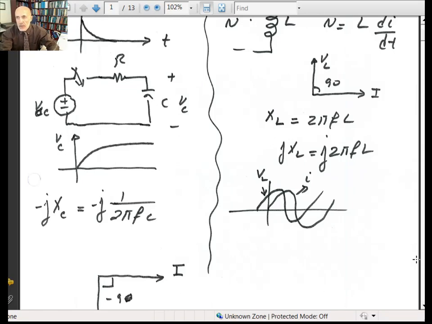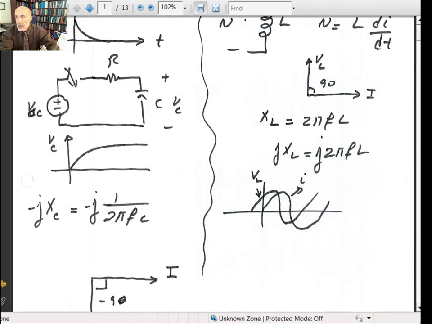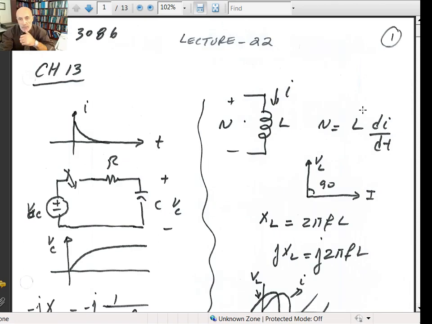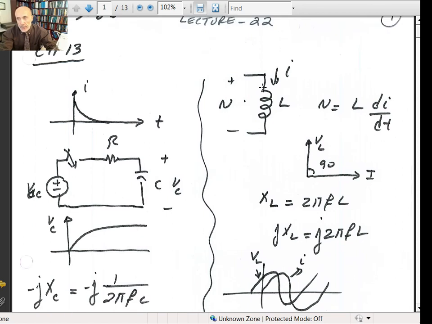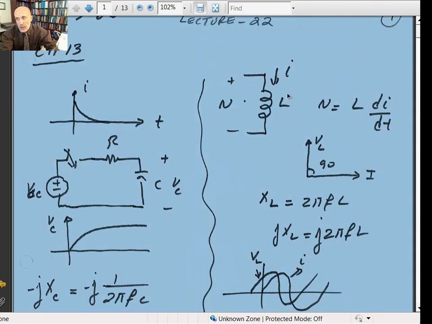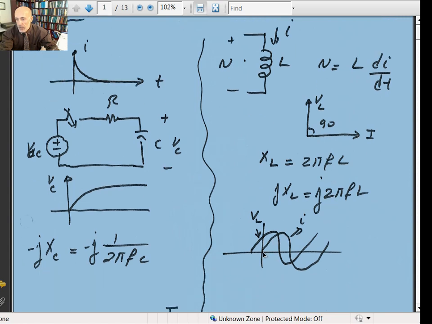I'd like to start in chapter 13, and that's an RC circuit. When we looked at inductance, the voltage across the inductor would be equal to L dI/dt, and the reactance for inductance is 2 pi f times L as a function of frequency. The voltage across the inductor is always leading the current by plus 90 degrees. So if there's a current I that is a reference, the voltage is leading it by 90 degrees.